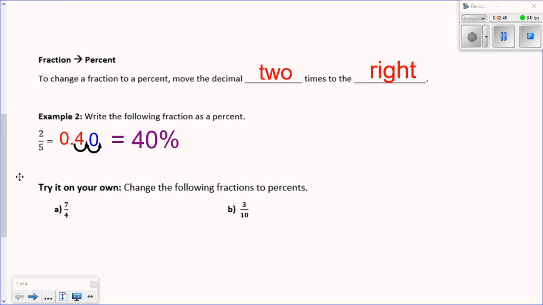You guys are going to try to change these two fractions to percents. Change them to decimals first, and then move the decimal point over 2 spaces. You can pause the video or come back to it later.